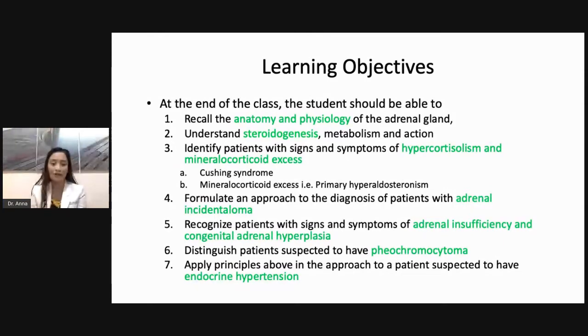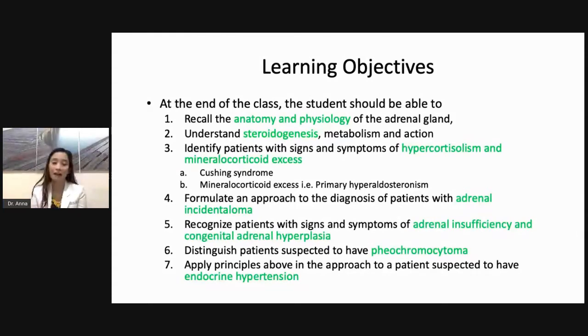Then we're going to identify patients with signs and symptoms of hypercortisolism and mineralocorticoid excess, particularly Cushing syndrome and primary hyperaldosteronism. We're also going to discuss how to formulate an approach to the diagnosis of patients with adrenal incidentaloma. Then you should be able to recognize patients with signs and symptoms of adrenal insufficiency and congenital adrenal hyperplasia.